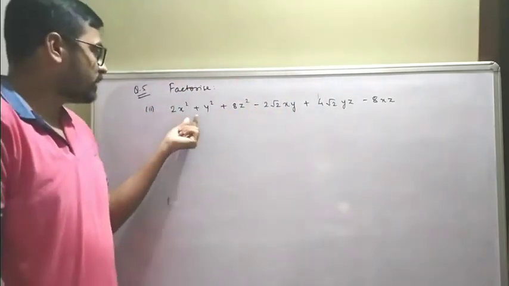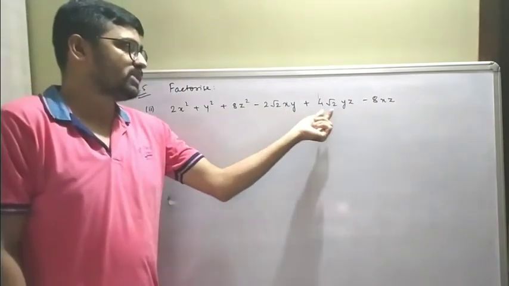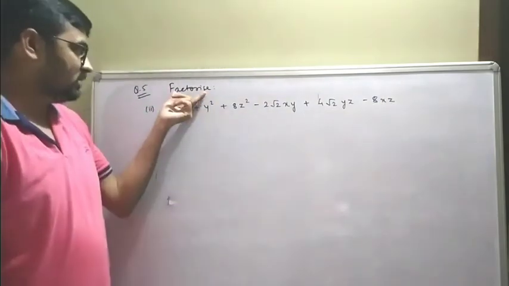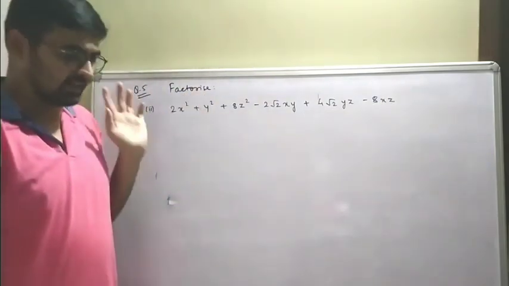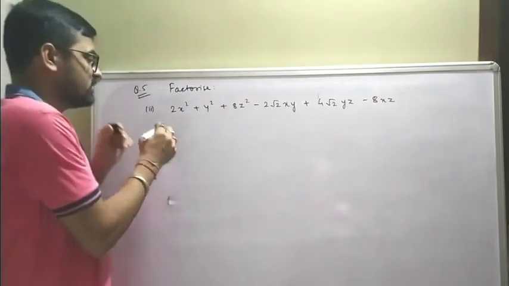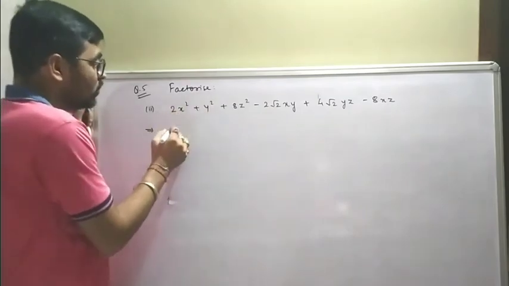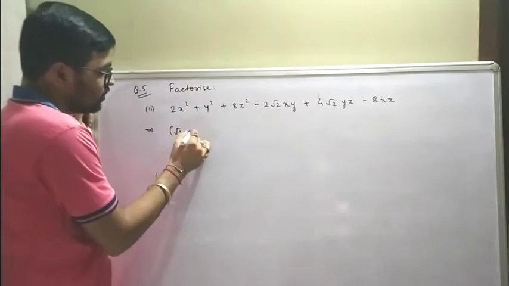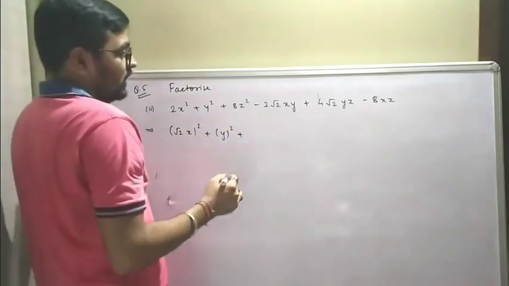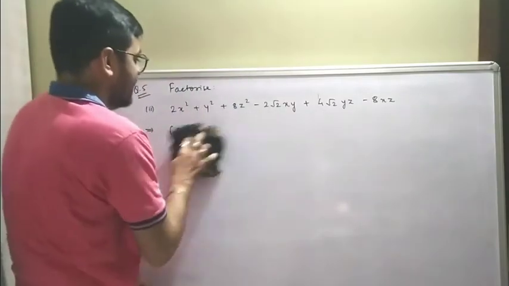So 2x square plus y square plus 8z square minus 2 root 2xy plus 4 root 2yz minus 8xz. What we are supposed to do is factorize. Simple. Now the same formula which we applied in the previous problem, so I am not going to write that identity again. We can understand 2x square, that means it becomes root 2x square plus y square. Now the problem is, let me rub this first.